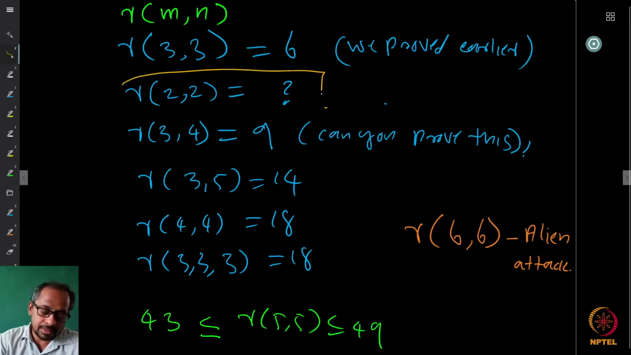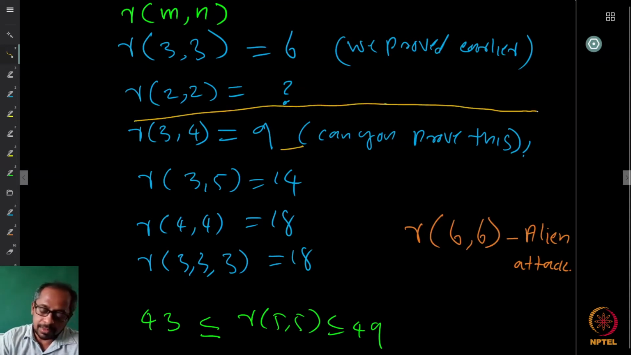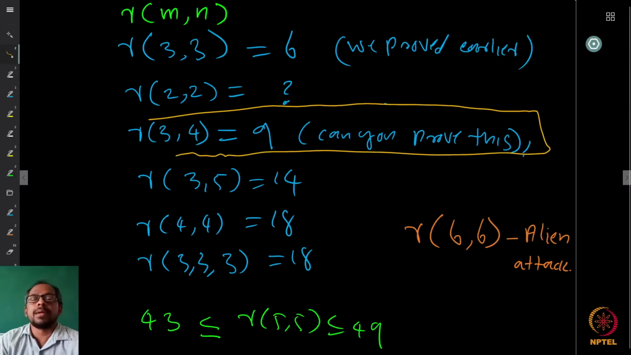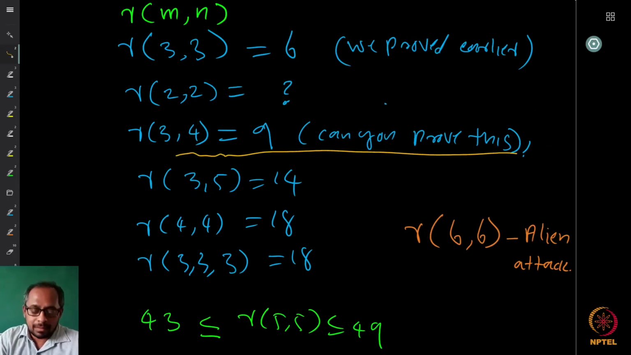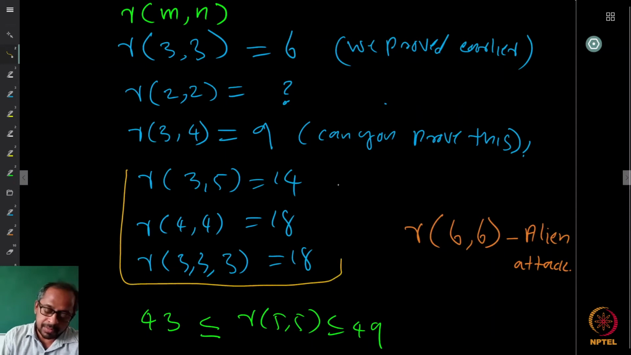Now what is R of 2, n? Can you think of this and try to solve it? Very easy, I think. You can do it. What about R of 3, 4? R of 3, 4 is equal to 9. Now the question is, can you come up with a proof that R of 3, 4 is equal to 9? Again, these things I don't know, maybe it's much more difficult to prove.